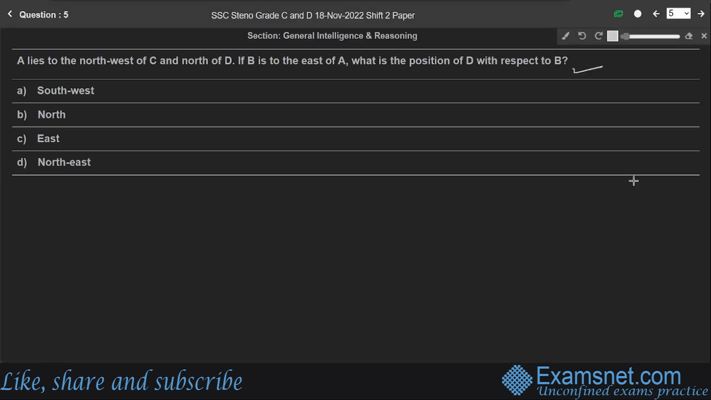Question number 5. A lies to the northwest of C and north of D. If B is to the east of A, then what is the position of D with respect to B? Very simple. We'll consider the directions now: north, south, east and west. So here A lies to the northwest. Northwest means this direction. This is northwest.